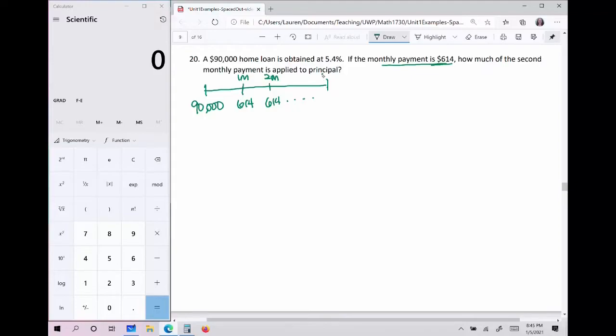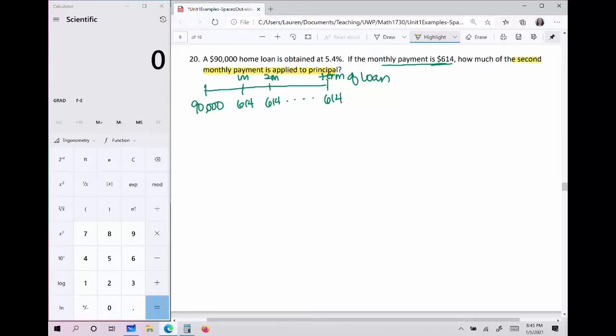In this case, we're not told what that term is, but we're still going to assume that the last payment would be $614 because it's going to continue on whatever the term of the loan is. But we're not worried about that. We're worried about how much of the second monthly payment is applied to the principal. So that means we have to figure out how much of the first monthly payment goes toward the principal and goes toward the interest, and then we have to do the same thing again.